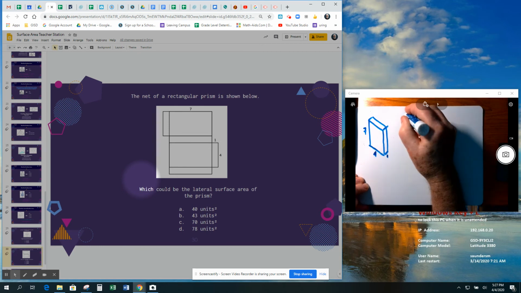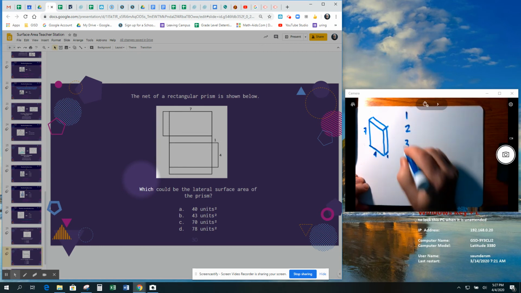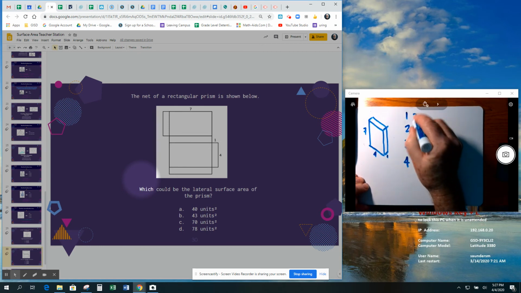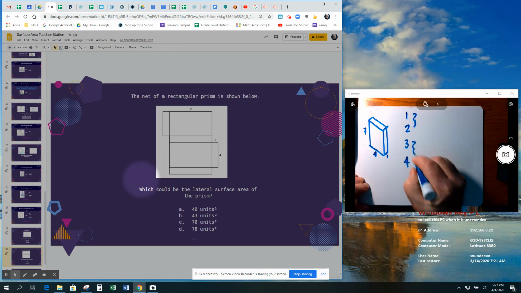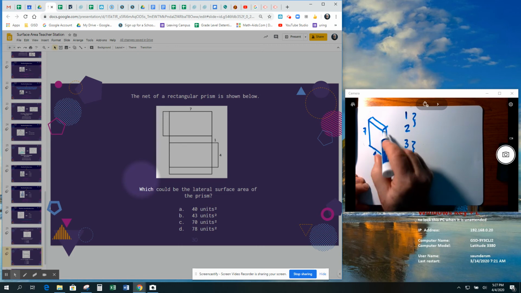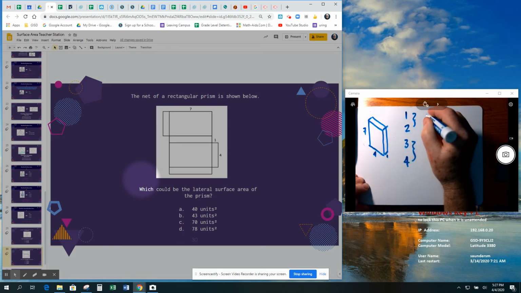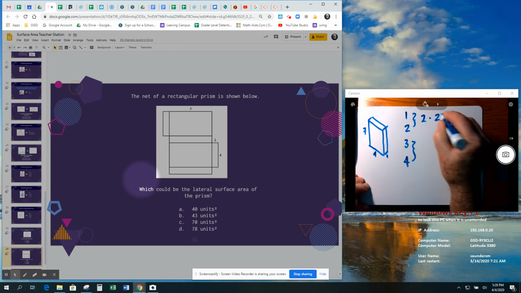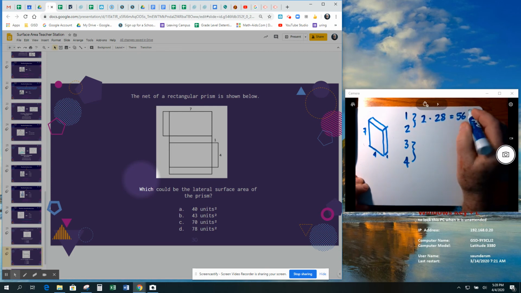So we have 4 sides, 1, 2, 3, 4. 2 of them are going to be the same. Okay, our side and side are going to be the same, and both of those are going to be 7 times 4. So 7 times 4 is 28, and there are 2 of them. So 2 times 28 equals 56. And it didn't tell us a unit, so I'm just going to say unit squared.